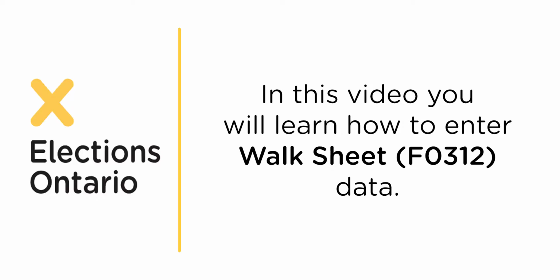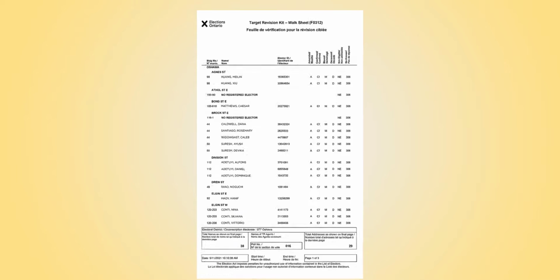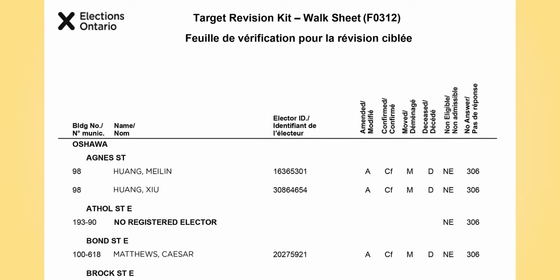Welcome. In this video you will learn how to enter walk sheet data. Before we learn how to enter them in EMS, let's take a moment to understand the Target Revision Kit Walksheet, Form F0312. On it, you will find the elector's name, and their unique elector ID number.